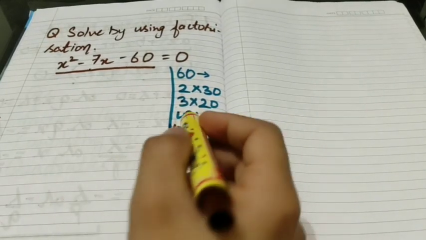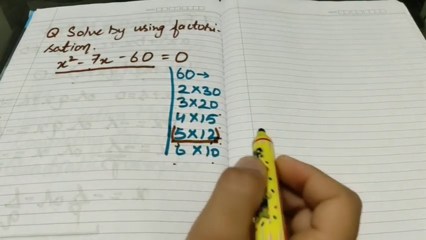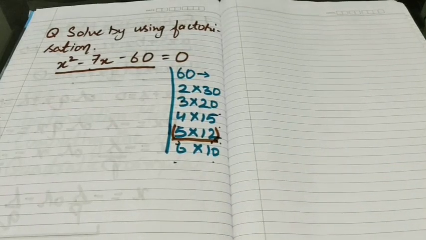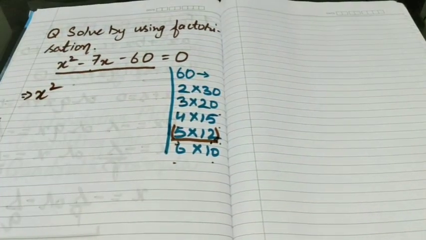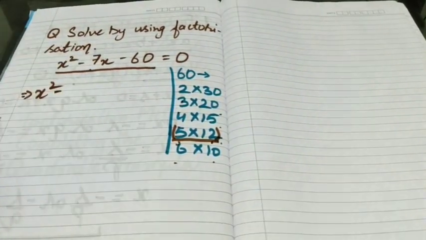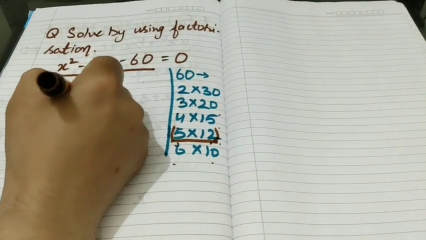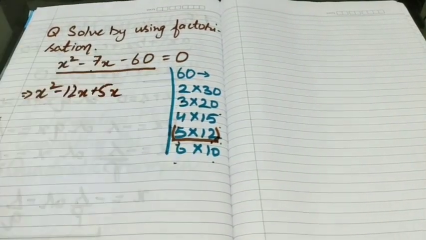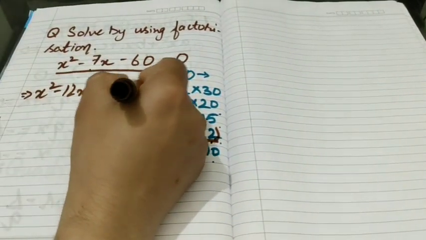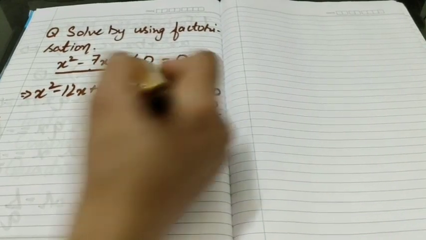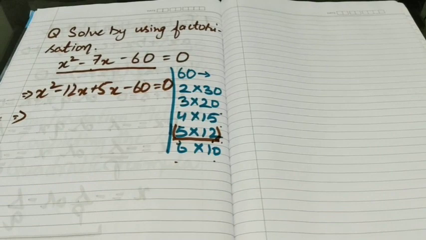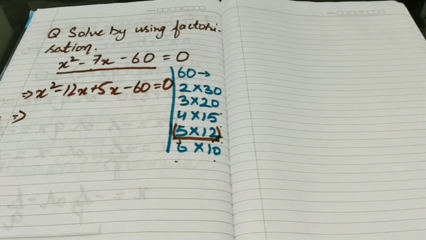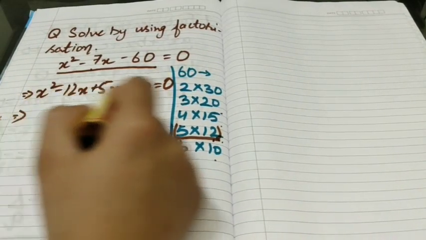So we will consider this factor 5 into 12. Now we have to separate the middle term in two parts, like x square will remain as it is. I am going to express minus 7x as minus 12x plus 5x, whereas minus 60 will remain as it is, equals to 0. Now we have to factorize the quadratic equation obtained at this step.